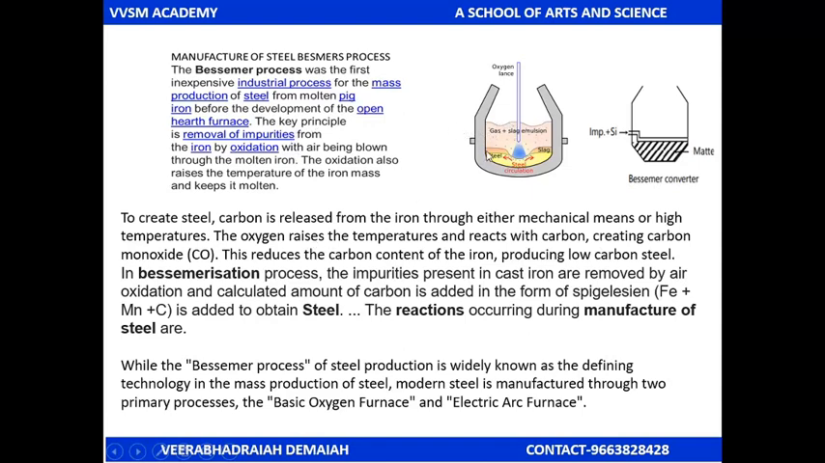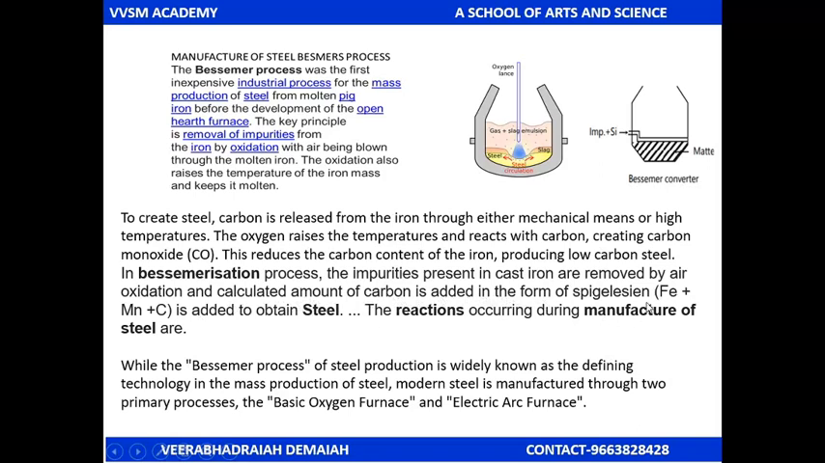These are the important reactions of the Bessemer process, which is nothing but to create steel. Carbon is removed from the iron through mechanical means at high temperature. The oxygen raises the temperature and reacts with carbon, creating carbon monoxide. This reduces the carbon content of the iron, producing low carbon steel. In the Bessemer process, the impurities present in the cast iron are removed by air oxidation. A calculated amount of carbon is added.